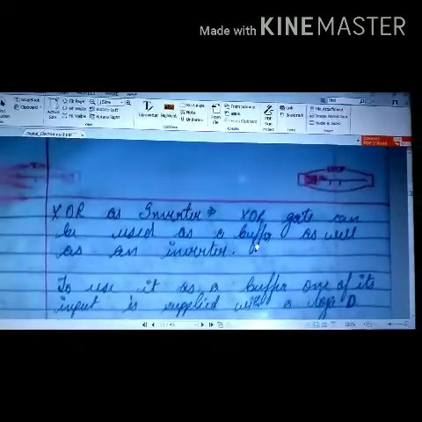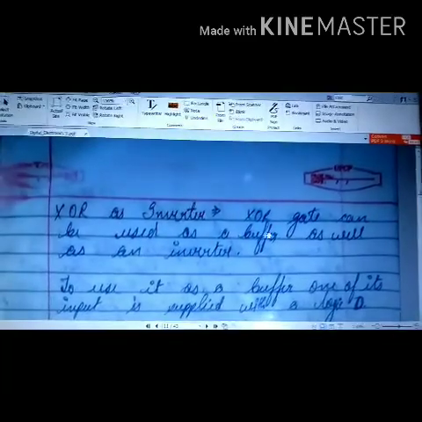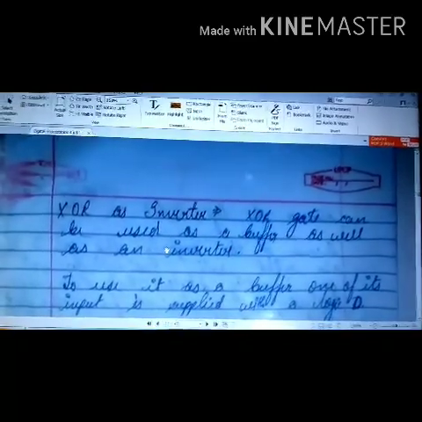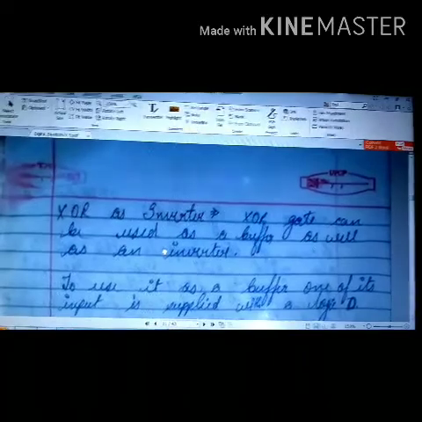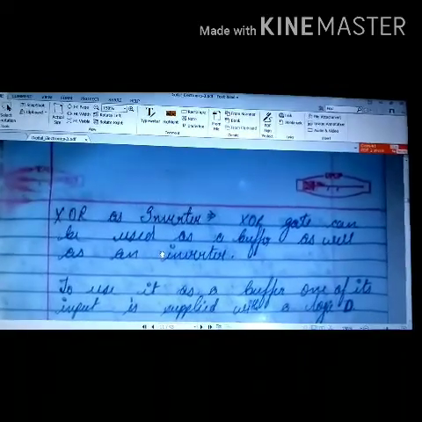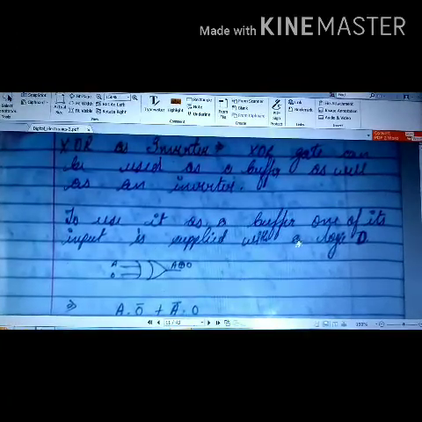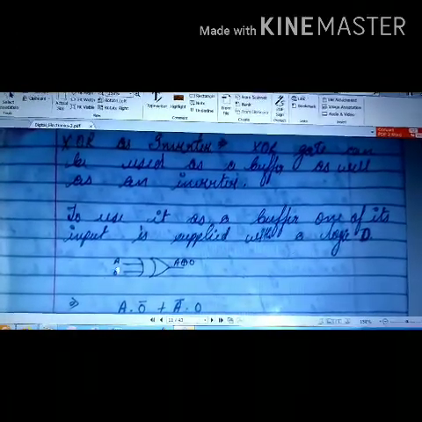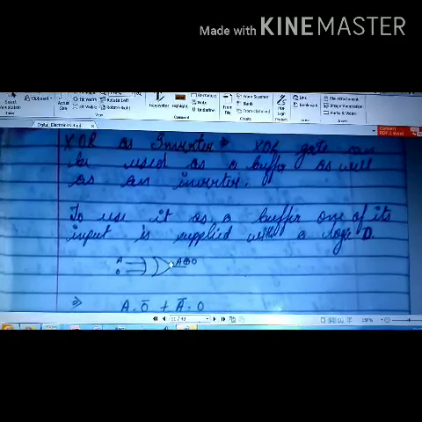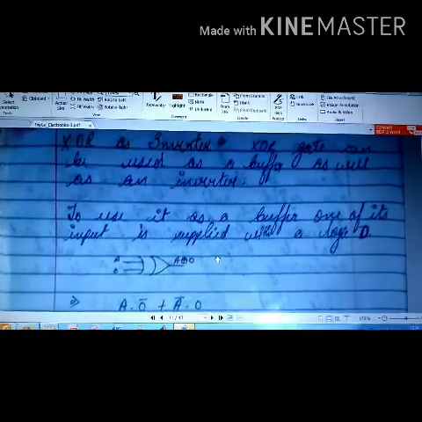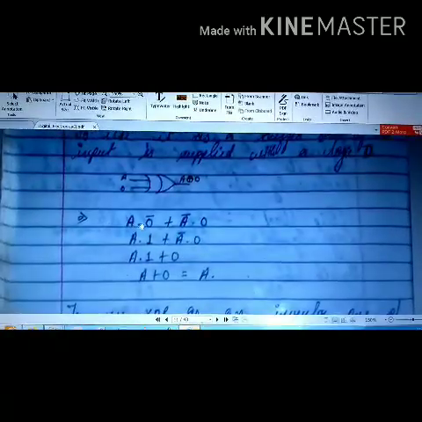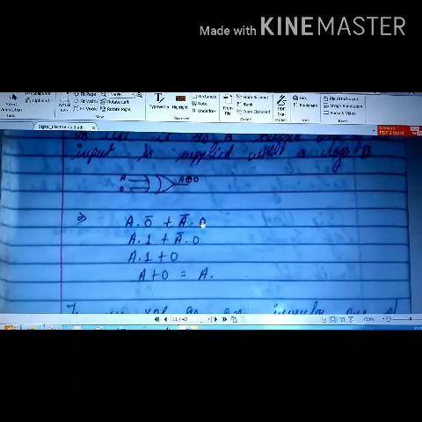Then comes XOR as an inverter. XOR can be used as a buffer as well as an inverter. A buffer is something which just delays the output and gives the same output. To use it as a buffer, one of its inputs is applied to a logic 0. So if I am sending A with a 0, it will give me A XOR 0, which will be equal to A. Here's the proof: A dot 0 bar plus A bar dot 0.